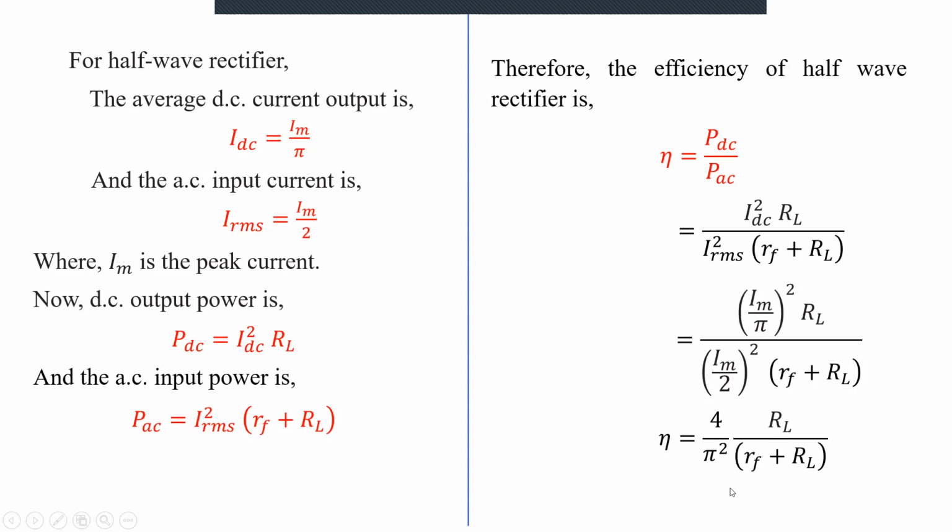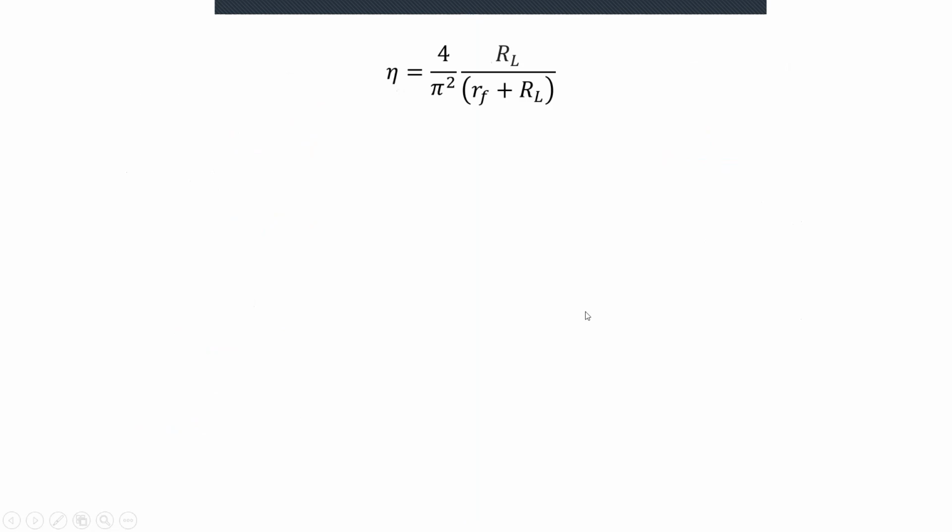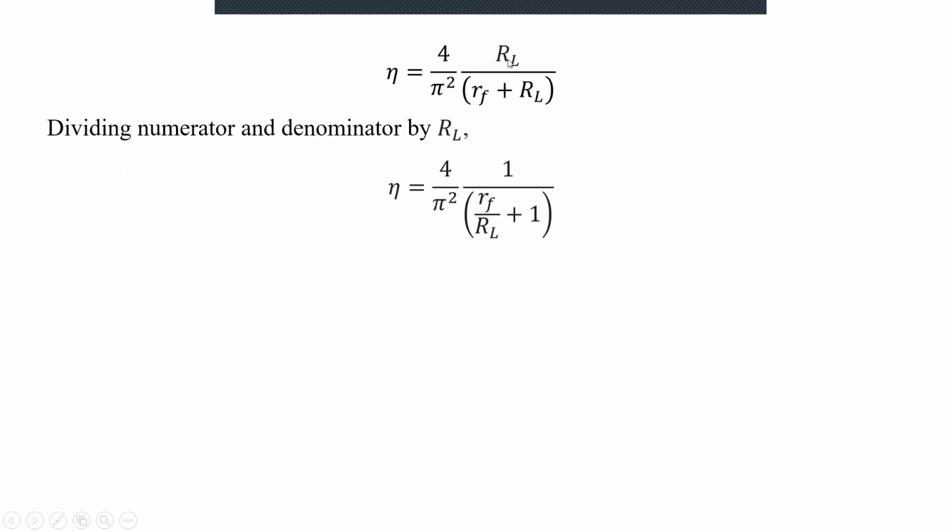So what is the maximum efficiency you can get from the half wave rectifier? Let us take that. This is the expression we obtained in the previous slide: eta equals 4 divided by pi square into RL divided by Rf plus RL. Suppose you divide the denominator and numerator both by RL, then RL by RL becomes 1. In the denominator, Rf by RL plus RL by RL equals 1. So eta will be equal to 4 divided by pi square into 1 divided by Rf by RL plus 1.